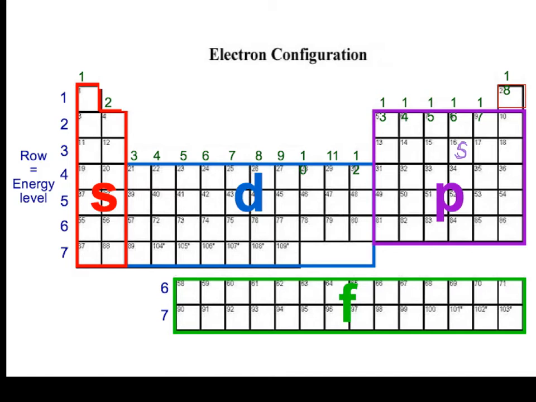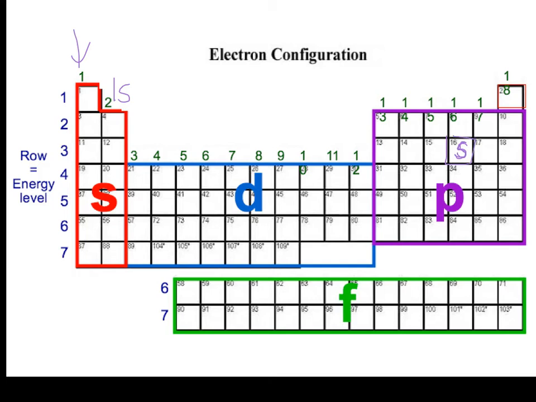For longhand notation, remember you always start at the very beginning. Always start with the first element. So we start here, in the first row, in the S block. So we're going to fill in the 1s orbital. And then as you keep going down, we will stop whenever we reach sulfur.